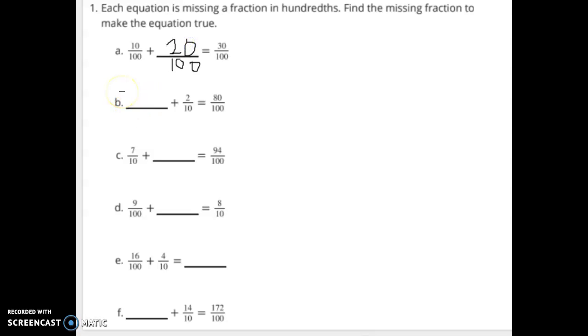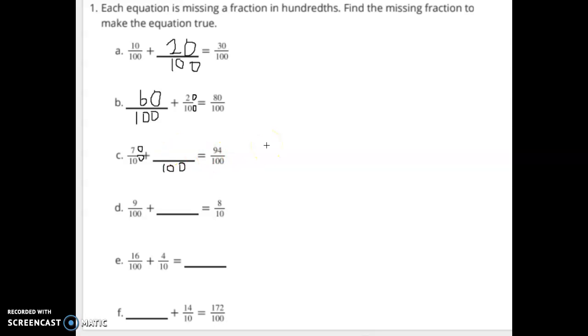So 20 hundredths. For B, I had to have 100 in the denominator, but this is different. So to help me out, I'm going to add a 0 to this one. So what plus 20 would get me 80? That would be 60. So that one should be 60 hundredths. Same case here. We don't have the same denominator, so we have to make them the same denominator. So 70 plus what would equal 94?